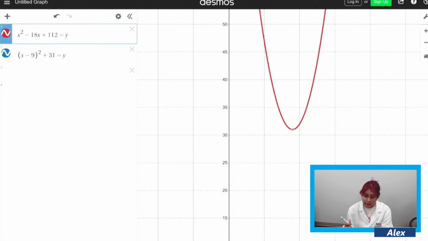The difference in standard form and the vertex form is that standard form has everything added together in different unlike terms. Vertex form has it so that way you can see exactly where the vertex of your graph is, and for us that is at the point 9, 31.